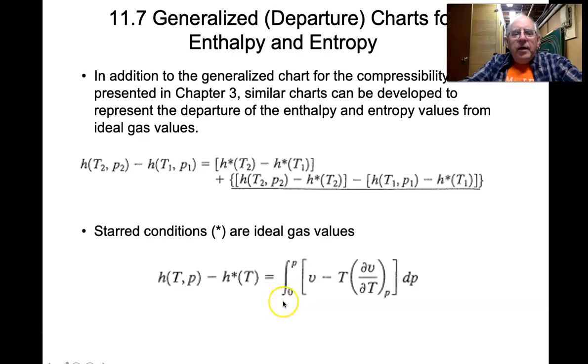Another way of thinking about it is that since we're referencing this at zero pressure, we would consider the enthalpy to be the ideal gas enthalpy. And so those starred conditions then can be obtained in this particular fashion.